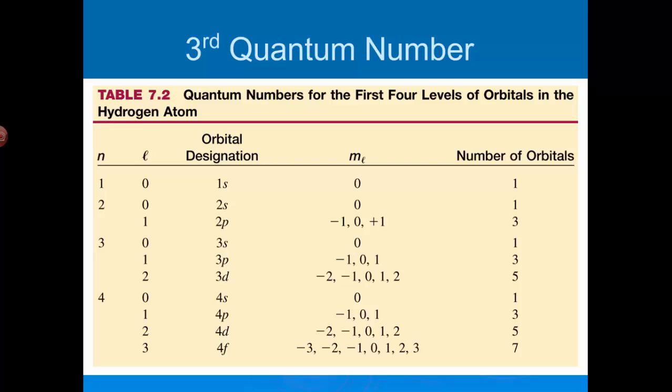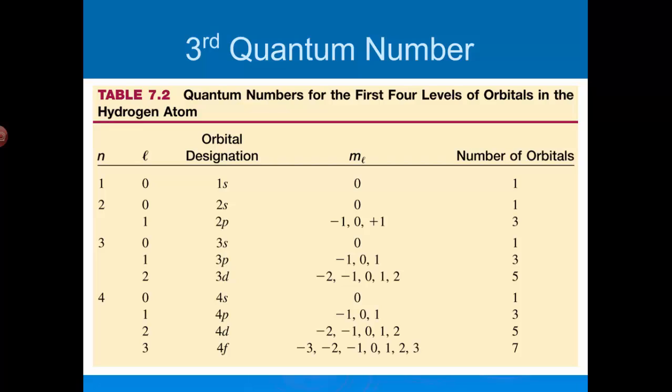There are 3 P orbitals. The values of M sub L will correspond to those 3 P orbitals. If L is 1, then the 3 values of M sub L will be minus 1, 0, and positive 1. Negative L to positive L. That's 3 orbitals. That's the 3 P orbitals.